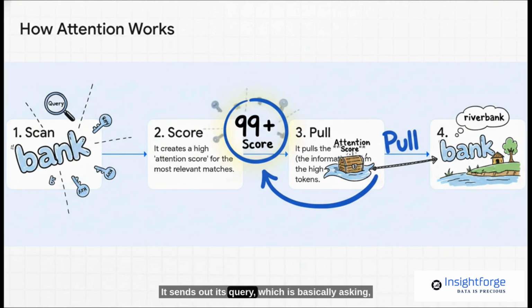It sends out its query, which is basically asking, what kind of bank am I? It then scans the keys, the name tags, of all the other tokens in the sentence. If it finds the token for river, their key and query are a great match. This creates a high attention score. The bank token then says, aha, and pulls the value, the information, from the river token. And just like that, its own meaning gets updated. It now knows it's a river bank, not a financial bank.